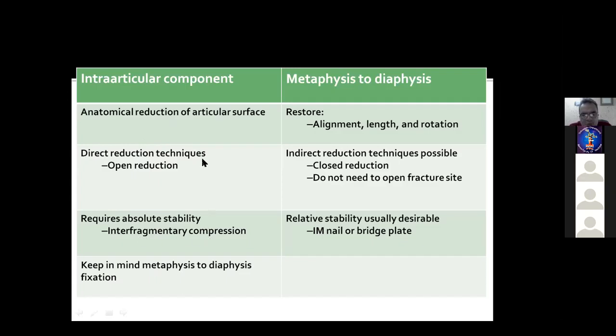And all the time while we are treating the intraarticular component, we should keep in mind that we still have to fix the metaphysis to the diaphysis. So for the metaphysis to the diaphysis fixation, our aim is to restore alignment, length, and rotation. This we can do by using the indirect reduction techniques, that is closed reduction. We don't need to open the fracture site. And this component of the fracture can be and should be treated by relative stability using an intramedullary nail or a bridge plate.